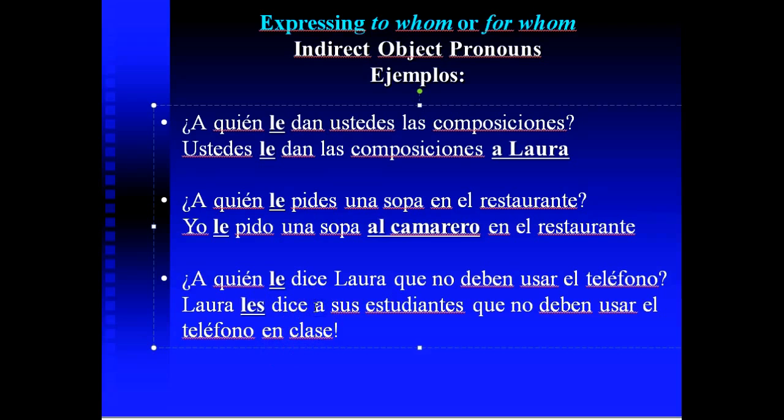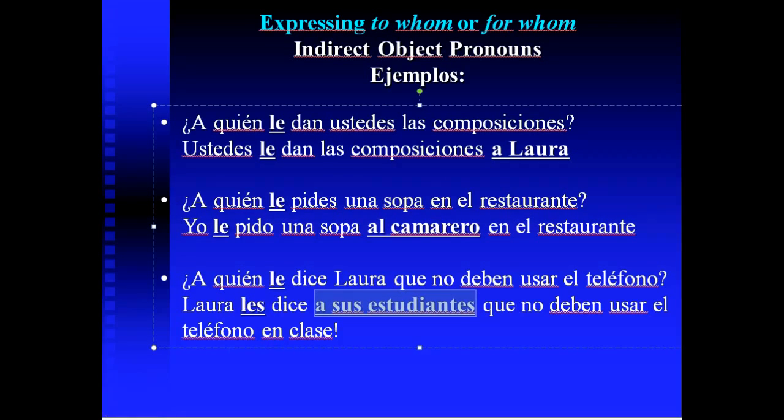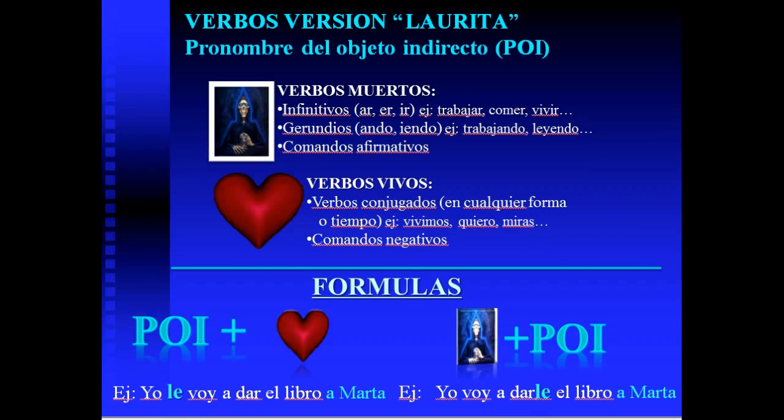Very well. Hopefully you got it. The indirect object is a sus estudiantes. Alright? That is the indirect object. And this is the POI, pronombre del objeto indirecto. As you notice, we're using the same position, but now instead of being the POD, pronombre del objeto directo, we're using the POI, pronombre del objeto indirecto.